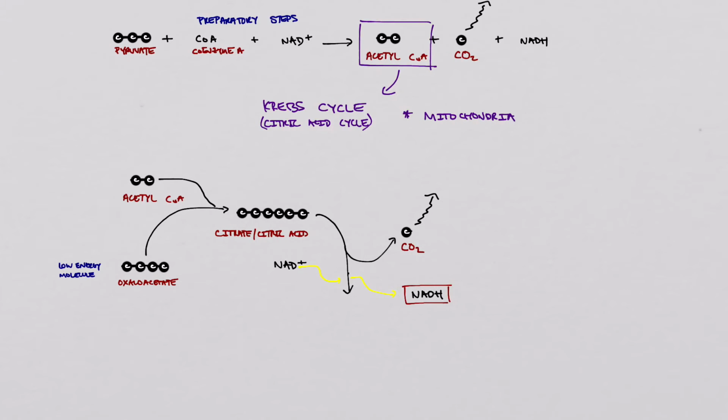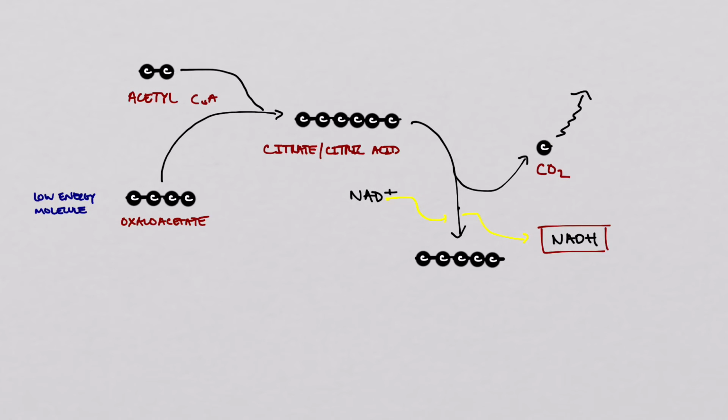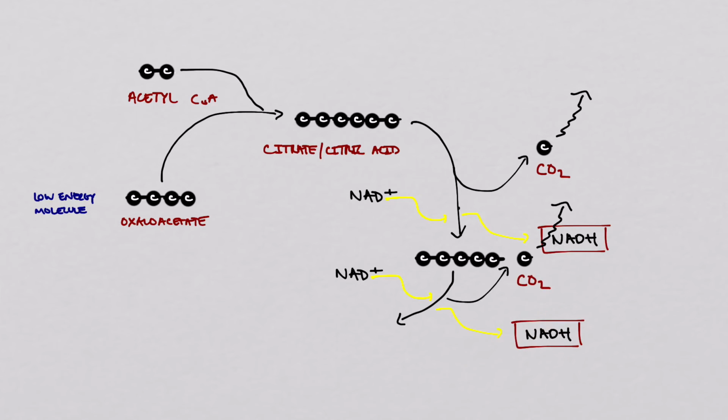Okay, so now we have a 5-carbon molecule, which I'm not going to give you the name of, but the same thing happens again. So NAD plus comes in, and NADH is produced. And in this process, a molecule of CO2 is produced and will ultimately be exhaled.